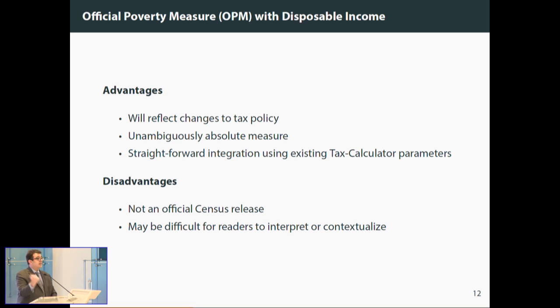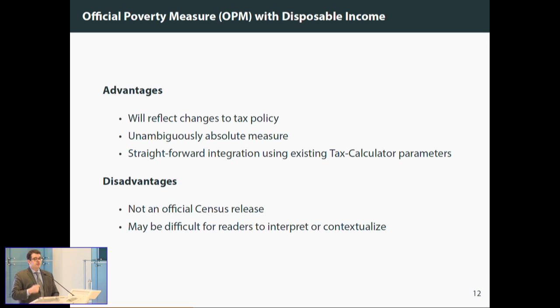Tax Calculator already has to make assumptions about CPI-U going forward. I think you guys use CBO's projections under the economic baseline. So that's already there in Tax Calculator. It would be very straightforward to take the official poverty measure, change the way that we measure income, and then project it out in a Tax Calculator simulation. The disadvantage is that using disposable income this way is not an official Census release. You can create it using a Census table creator tool that they have on their website, but it's not something that's published in the poverty data.